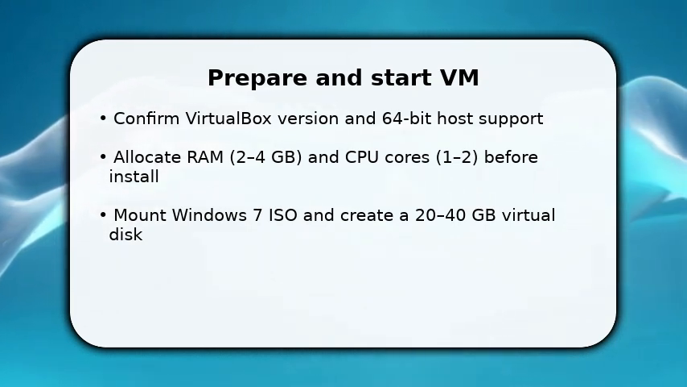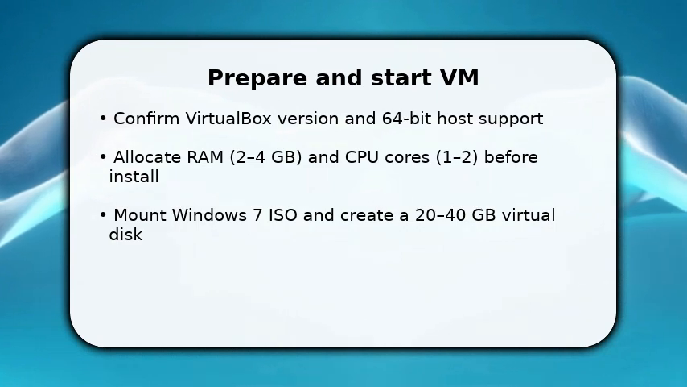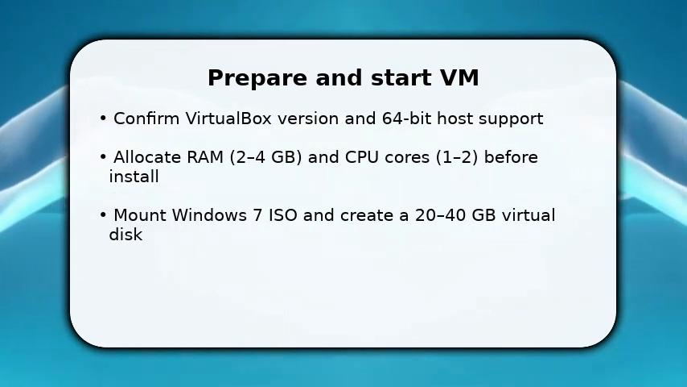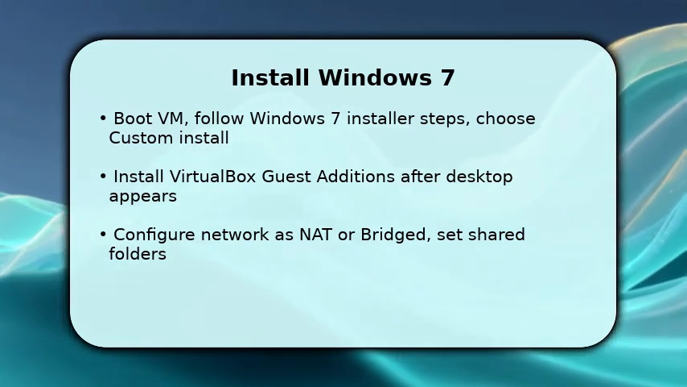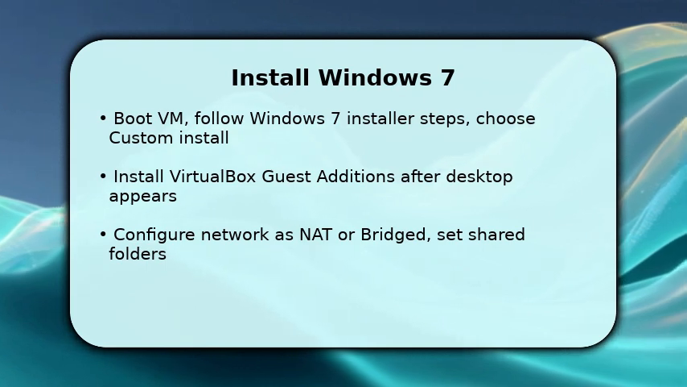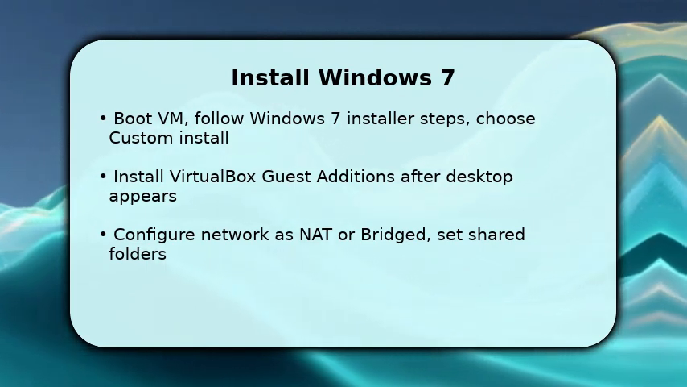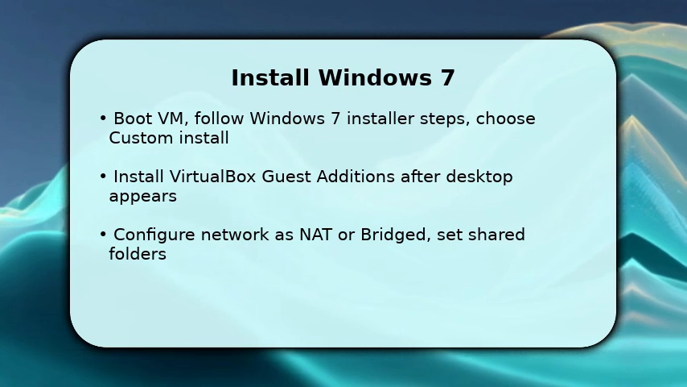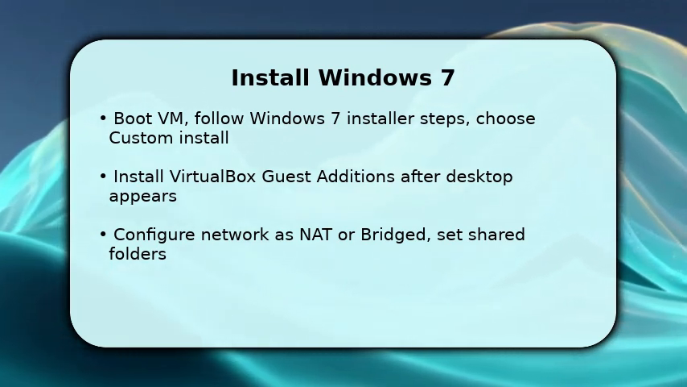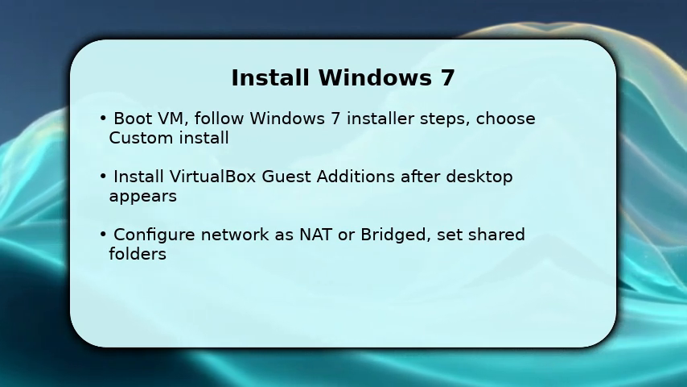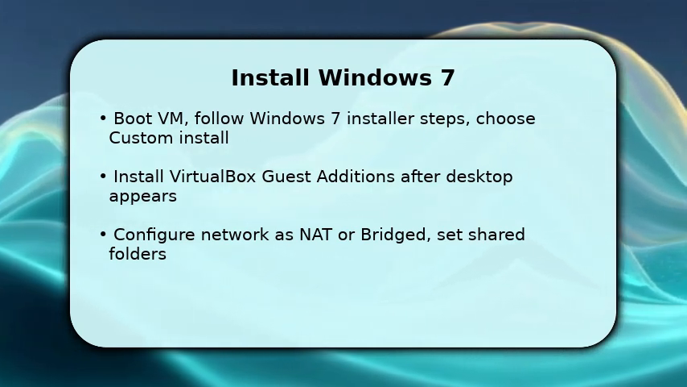You now install Windows 7. Start the VM and let the installer run. Choose Custom, Advanced to pick the virtual disk, format if needed, and complete regional and account setup. After the desktop appears, mount the Guest Additions ISO from the VirtualBox Devices menu and run the installer inside Windows. This enables drivers, seamless mouse, and better resolution.